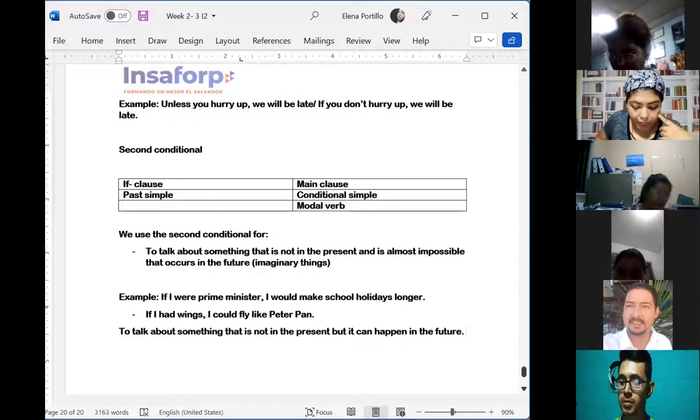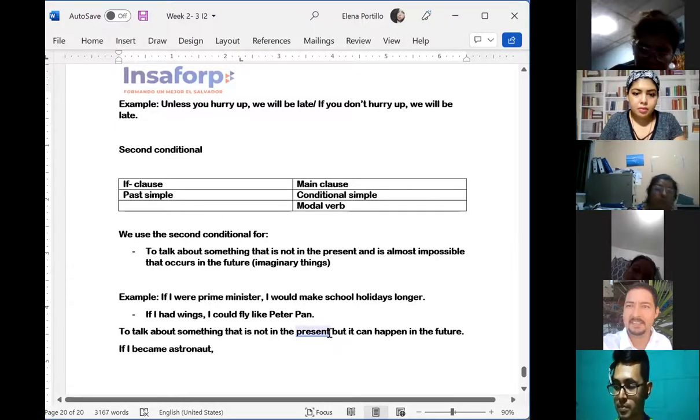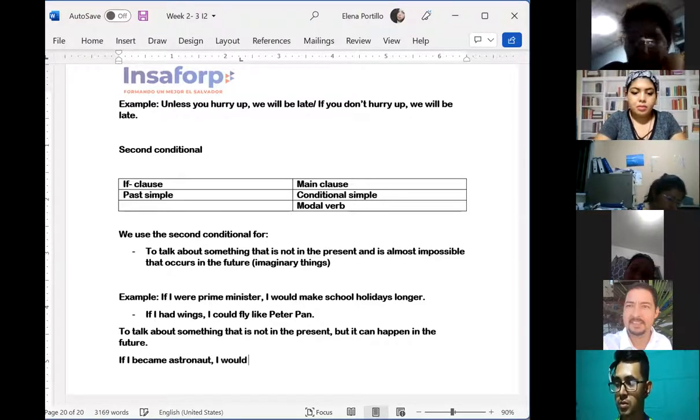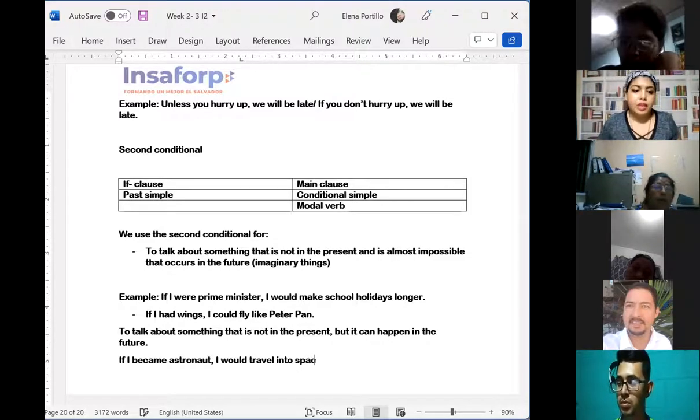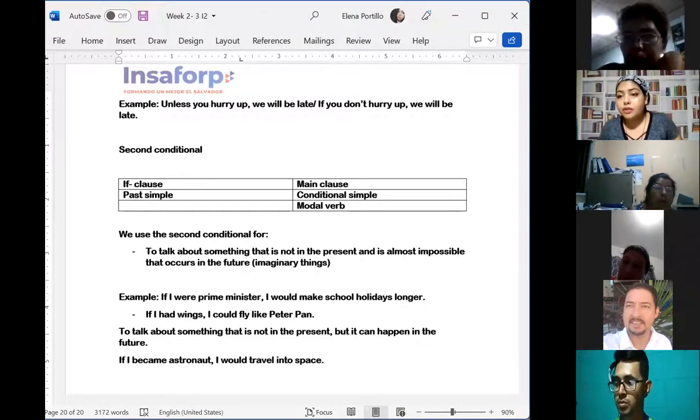So in this case, we have, if I became astronaut, I will travel into space. In this case, it's something possible. Again, like with the prime minister, because if we work for that idea, maybe it can happen in the future. So it's a talk of something that is not in the present, but it can happen in the future.